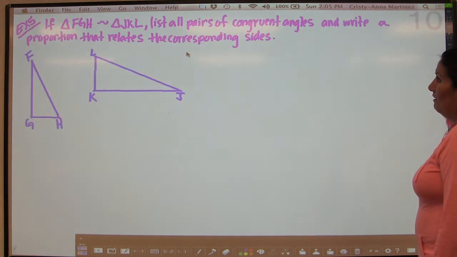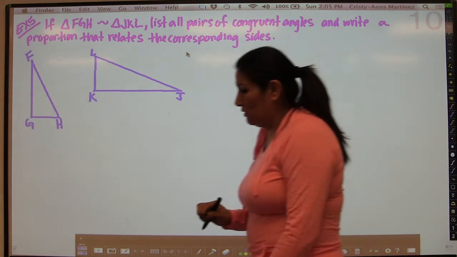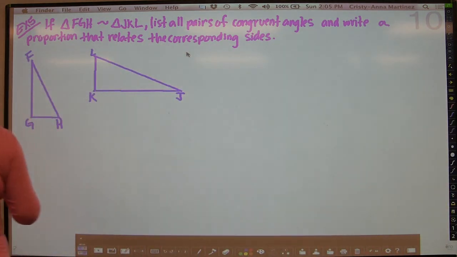So then we have an example for you. We're going to continue with example. In the book, it's not considered example 5. It's example 1 of 7.2. But since we're continuing from the previous, we're going to call it 5. So it says, if triangle FGH is congruent to JKL, list all pairs of congruent angles and write a proportion that relates the corresponding sides.